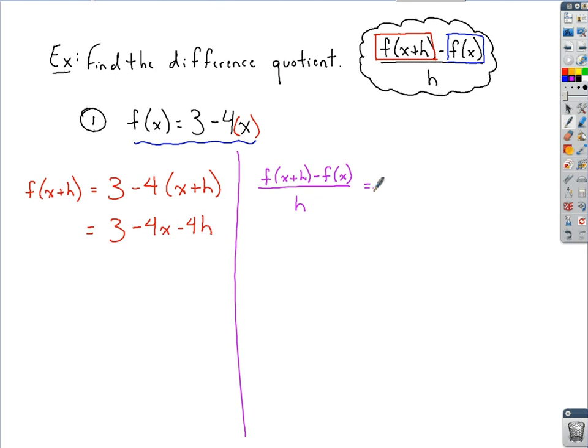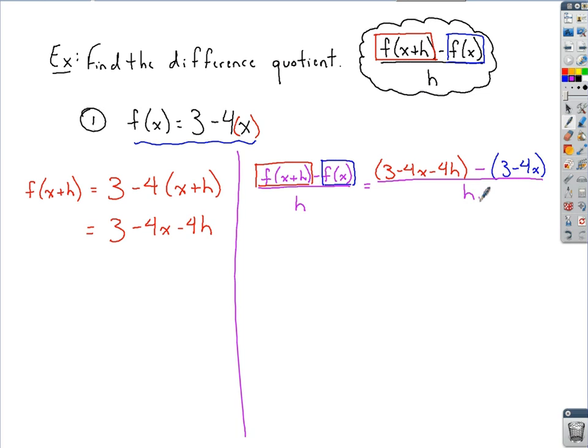take that first piece, that f of x plus h that we found over here. I'm going to substitute that in for this part. It's going to be 3 minus 4x minus 4h. So all of that is f of x plus h. I'm subtracting, well, f of x was this part, right? The blue part. I'm subtracting that quantity of 3 minus 4x, all of which is over h.